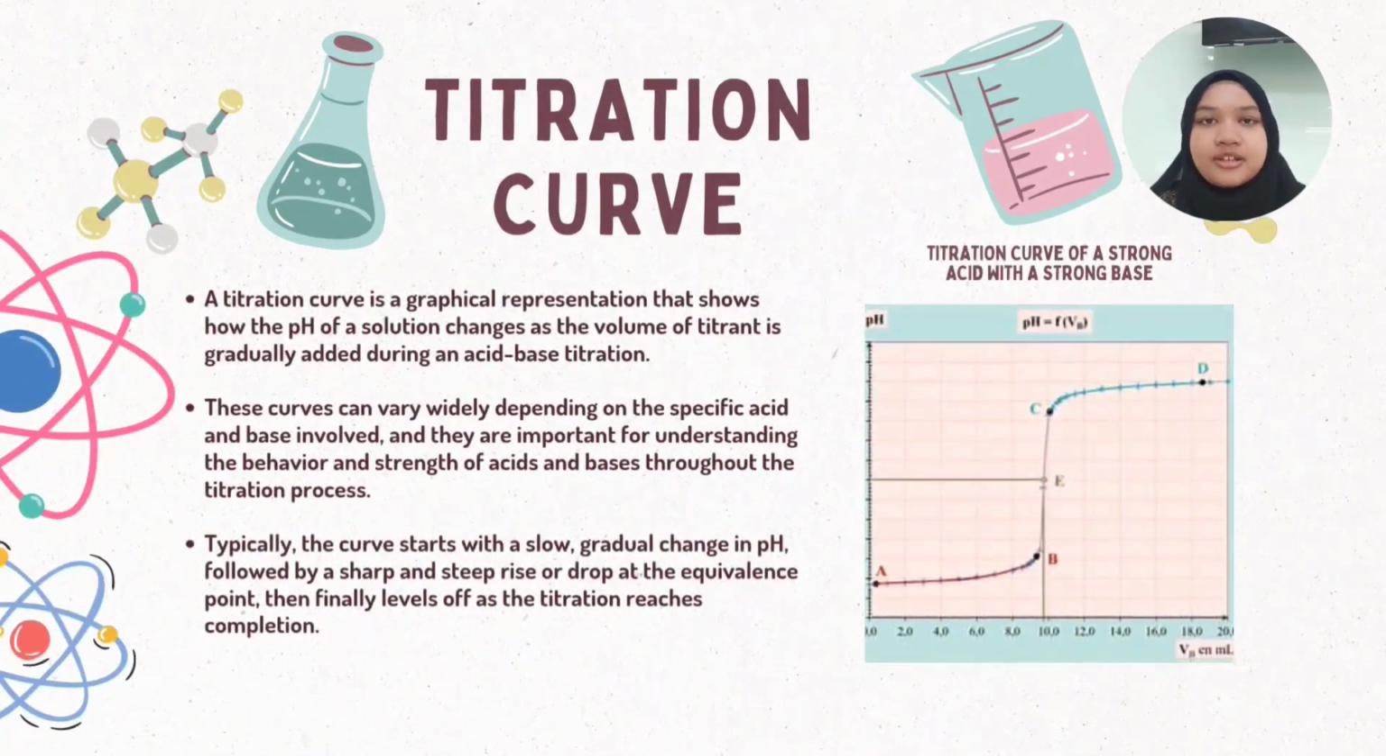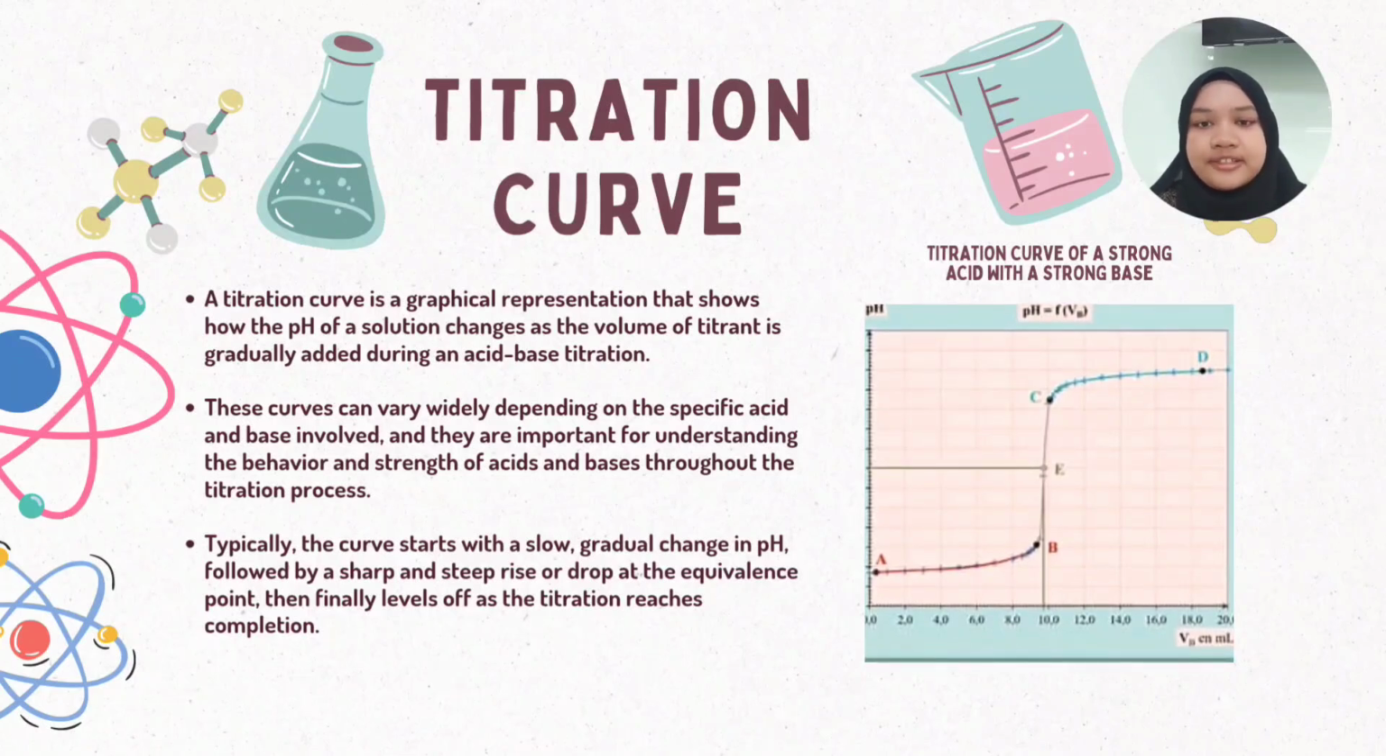Next is the titration curve. So, what is a titration curve? A titration curve is a graphical representation that shows how the pH of a solution changes as the volume of a titrant is gradually added during an acid-base titration. These curves can vary widely depending on the specific acid and base involved, and they are important for understanding the behavior and strength of acids and bases throughout the titration process. Typically, the curves start with a slow, gradual change in pH, followed by a sharp and steep rise or drop at the equivalence point, then finally level off as the titration reaches completion.